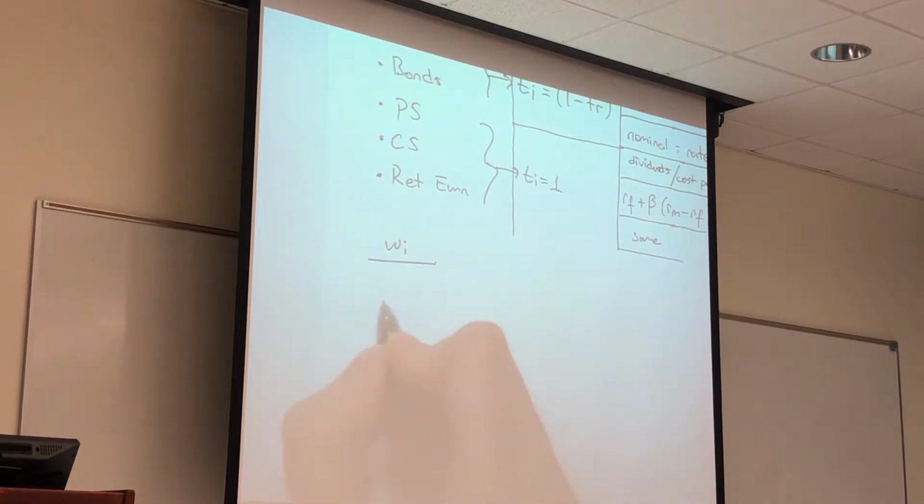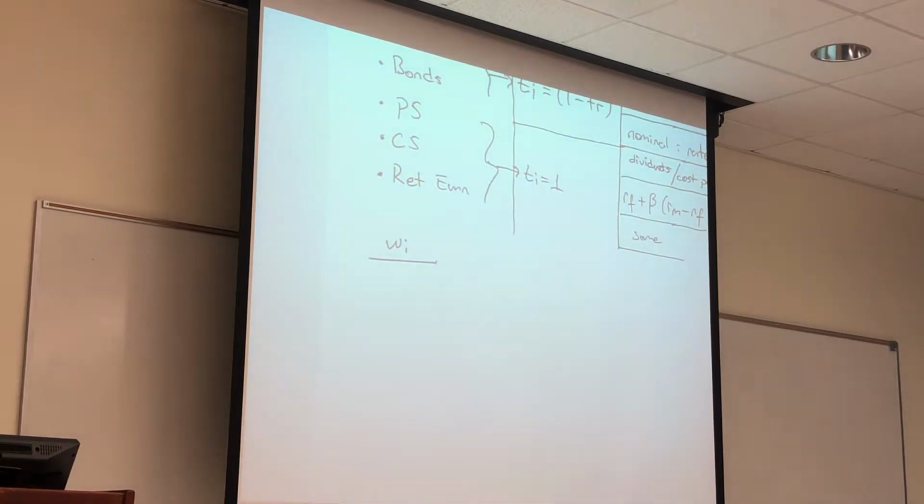WI will be equal to the amount of the ith component divided by the summation of amounts. Each will be the same. It's just basic weighted average, right? And then there's some more extra steps to it. So let's do it.